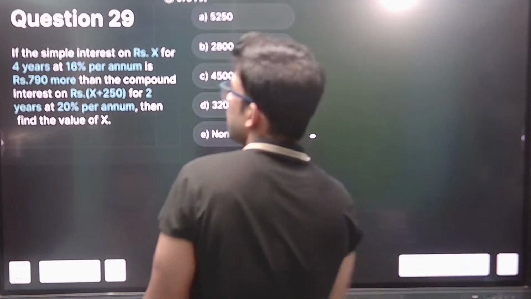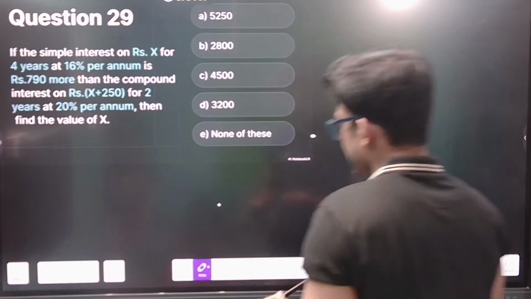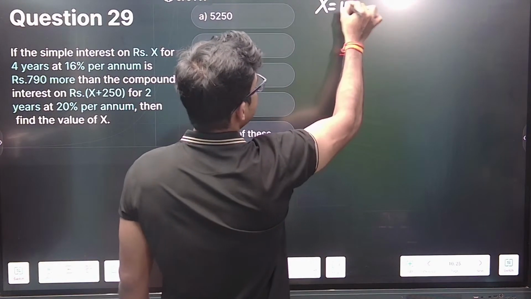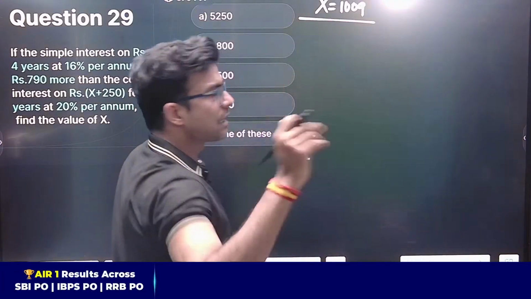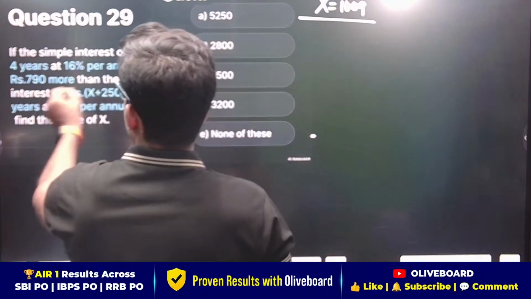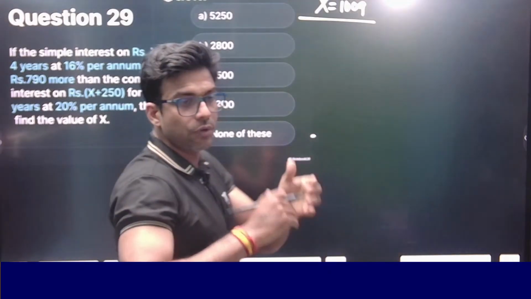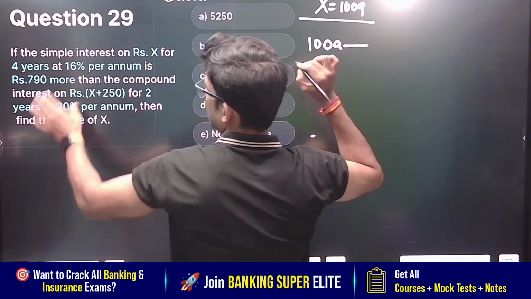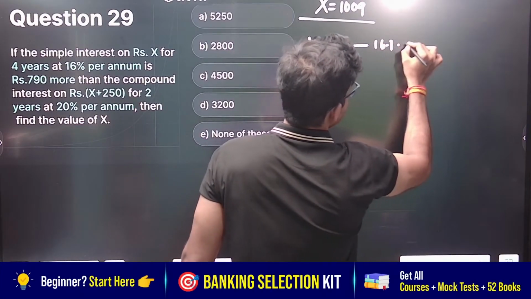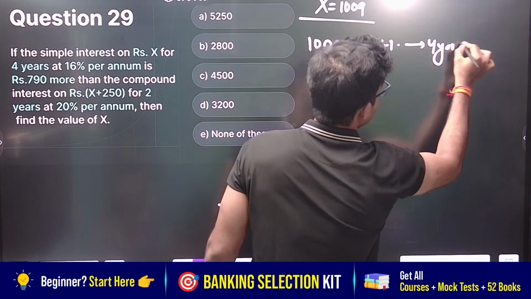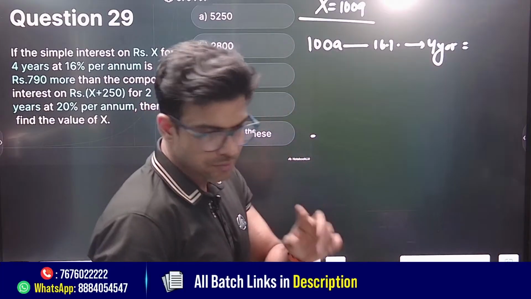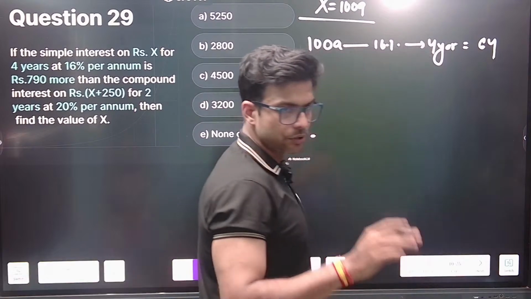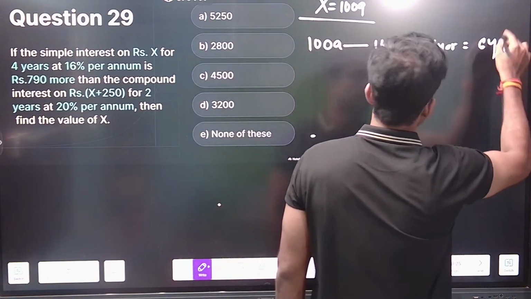Let us see, everyone. If the simple interest on rupees X, now guys, don't go for X, just assume that X would be 100A, just for simplifying. Rupees X for 4 years at 16% per annum. So 100A invested at 16% for 4 years. What should be the interest? 16 fours is basically 64. Interest would be 64A.